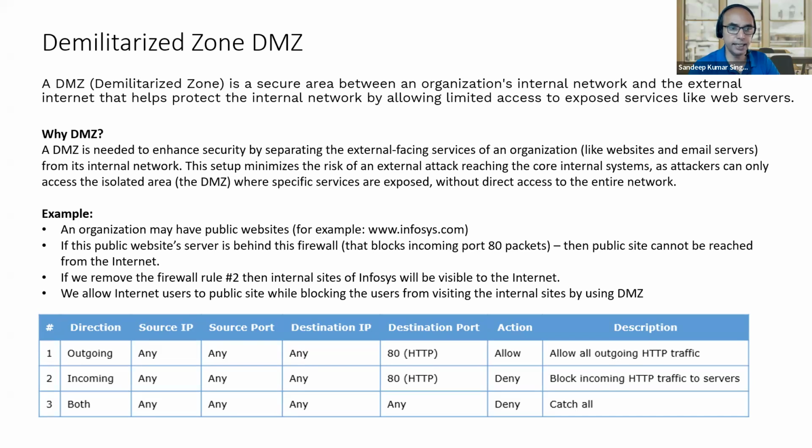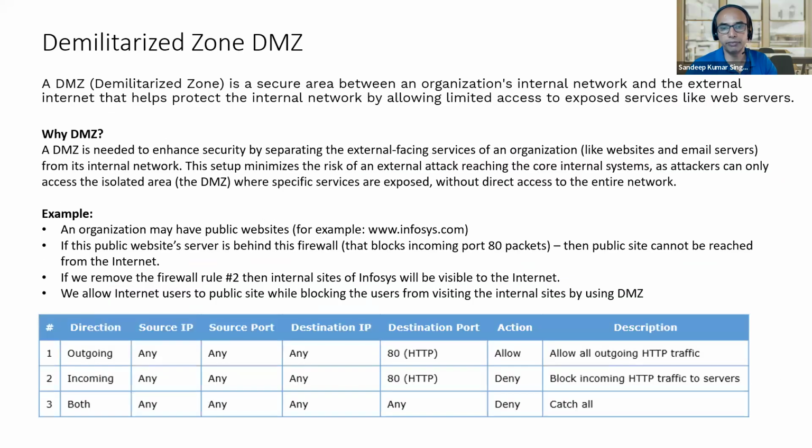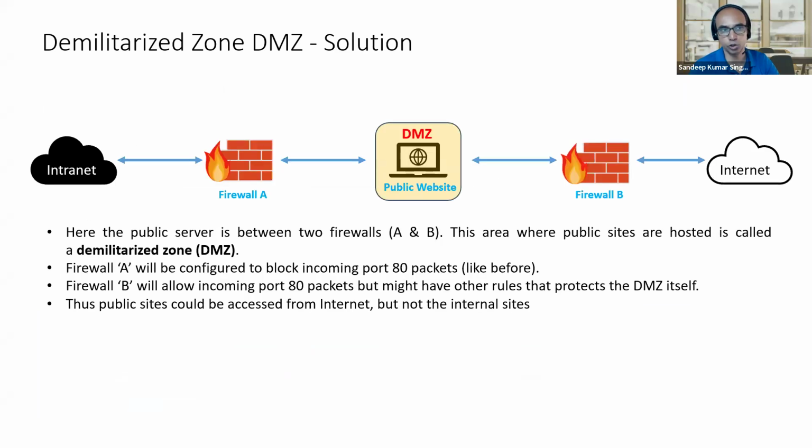So the example is narrated here. An organization may have a public website, for example, infosys.com. If the public website is served behind the firewall, if we just keep it behind this firewall, as you are seeing here, people from the internet would not be able to access it because of rule 2 that we have defined here. It will block any incoming traffic, right? So we cannot use this basic firewall that we have. For that reason, we create a DMZ zone that will allow access to the website that we have for the organization, at the same time protecting the internal application. So this is the example.